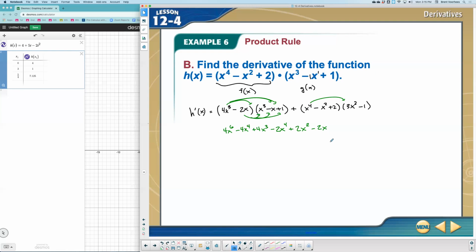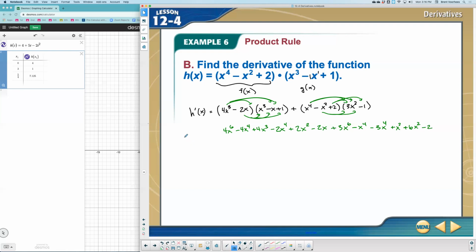Second term over here, or second factor, I should say. X to the fourth times 3x squared is going to be 3x to the 6th power minus x to the 4th. Here we would have minus 3x to the 4th power. And negative x times negative 1 is a positive x squared. Last set here, 2 times 3x squared is 6x squared. And then 2 times a negative 1 is negative 2.